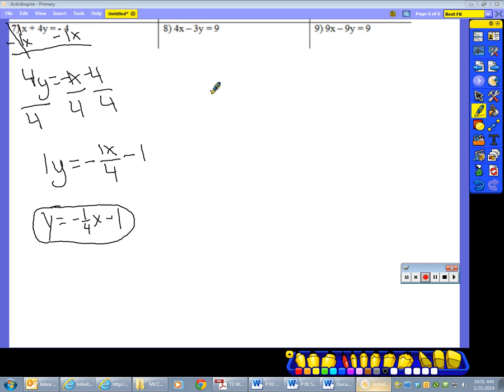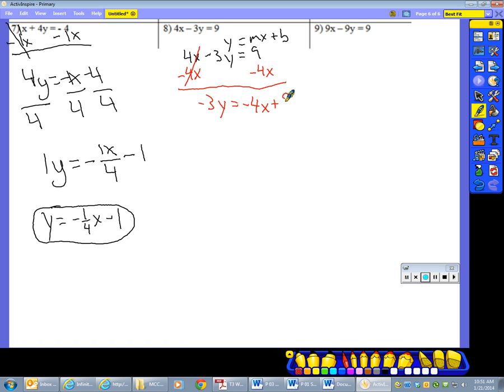Let's move on. Number 8. Number 8, we've got 4x minus 3y equals 9. And remember, I want it in the form of y equals mx plus b. So in this case, what I'm trying to do is get rid of this 4x. So the opposite of 4x's is subtracting 4x's. And now I'm going to subtract 4x on this side. And then when I rewrite my equation, I have negative 3y equals negative 4x plus 9.